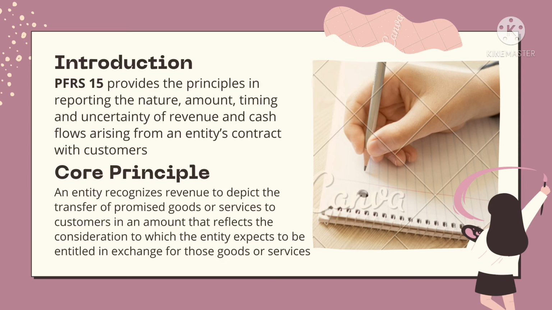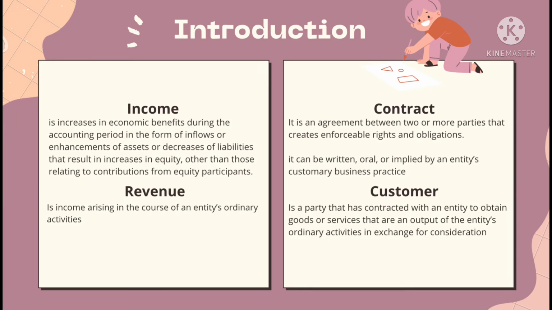PFRS 15 provides the principles in reporting the nature, amount, timing, and uncertainty of revenue and cash flows arising from an entity's contract with customers. Its core principle is an entity recognizes revenue to depict the transfer of promised goods or services to customers in an amount that reflects the consideration to which the entity expects to be entitled in exchange for those goods or services. What is the difference between income and revenue?